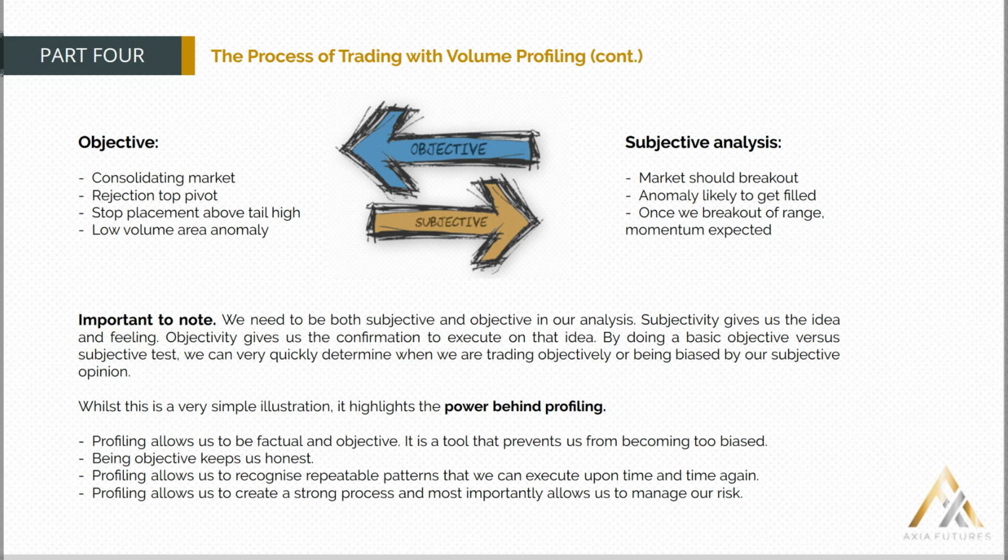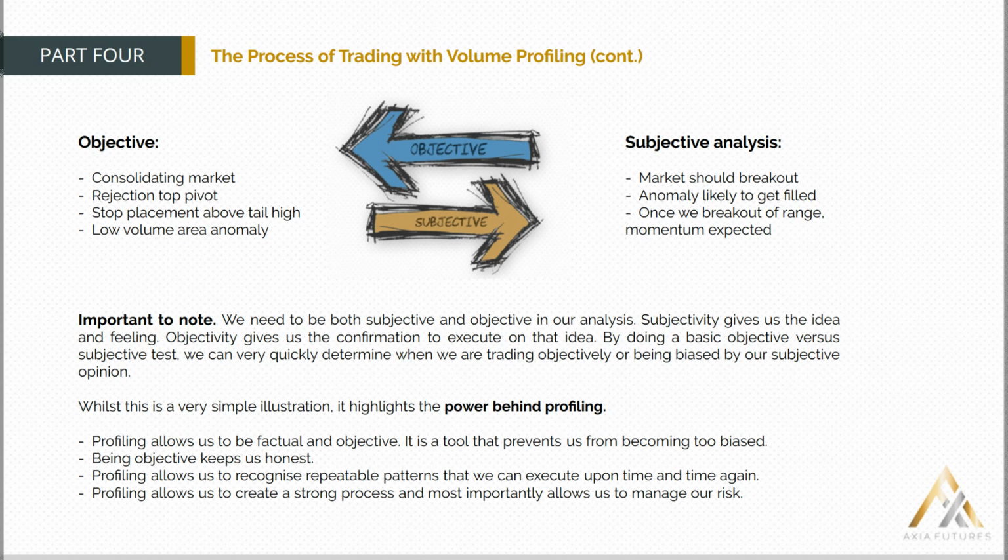Equally, if we say that the anomaly is likely to get filled, yes, of course, we know anomalies tend to eventually get filled, or that bad quadruple top TPO eventually will be taken out. But that's not to say it will do it today. This is merely an idea or an opinion. Also, if we say once we break out of range, momentum is expected. Whilst there is a high probability based on intuition that this could occur, it's not necessarily a fact. And being stuck in this frame of mind of the market should and could do something could land you in a very strong bias, which ultimately will lead to losses.